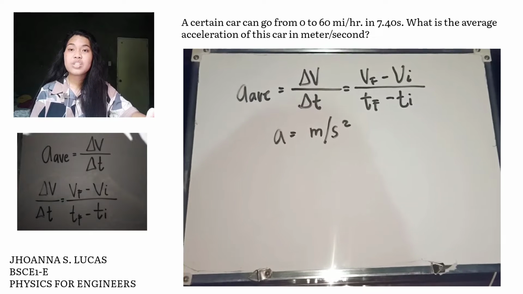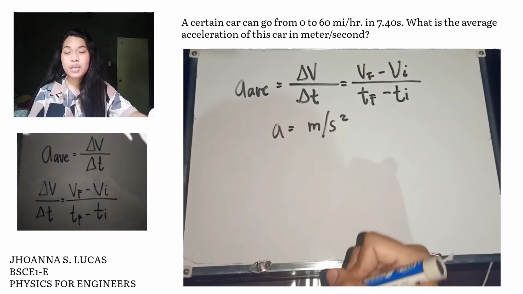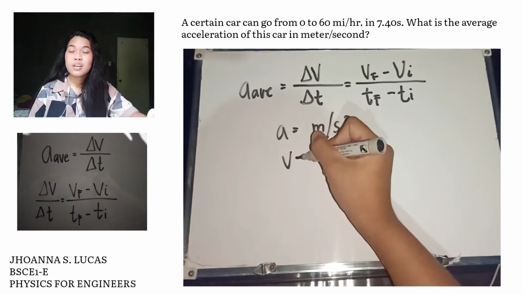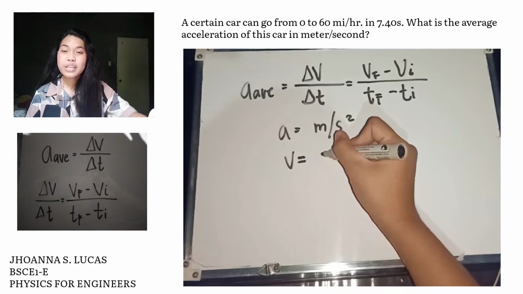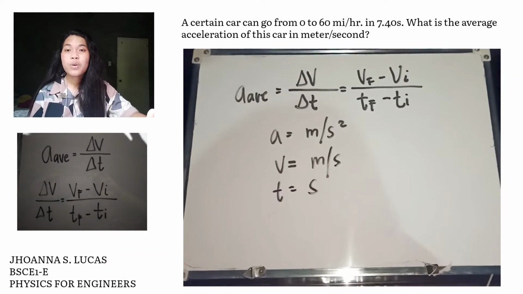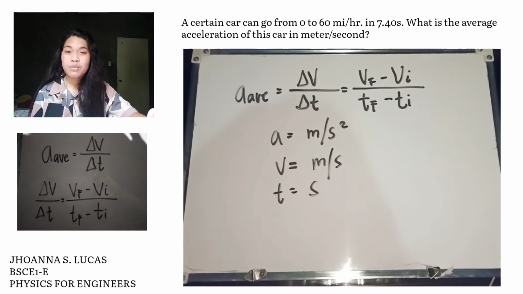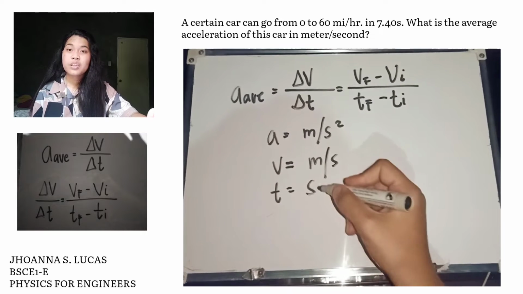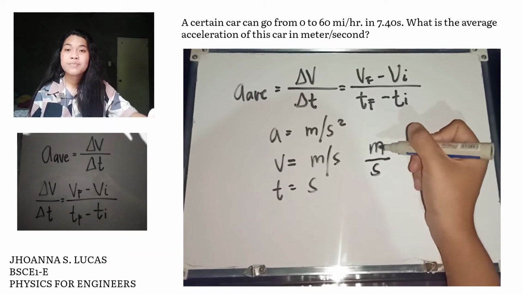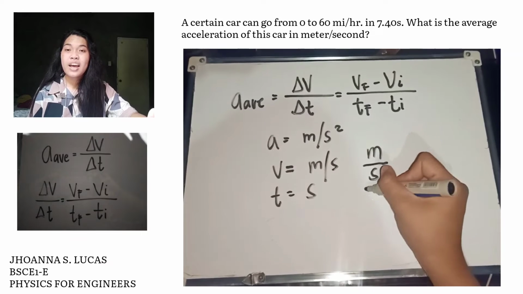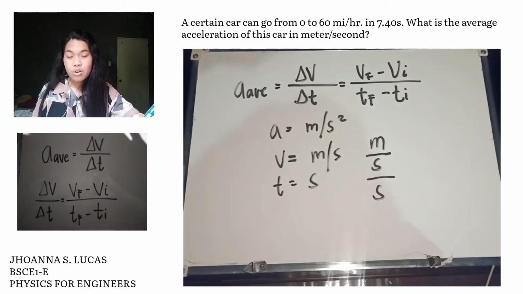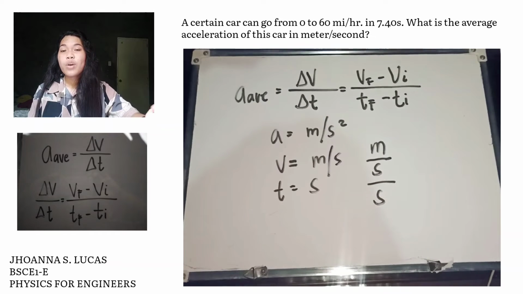It is because average acceleration is equal to delta V over delta t, where velocity's unit is meter per second and time's unit is second. So we will have a complex fraction when we divide this. We will have meter per second for our velocity and second for our time. So meter over seconds over seconds.